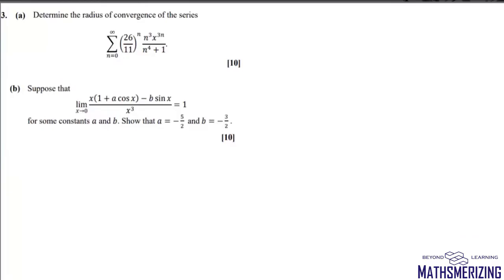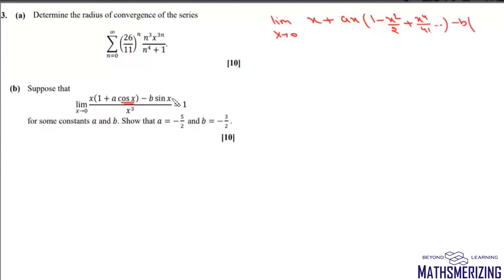Now question number 3b is, if this limit is equal to 1, then we need to show that the value of a is minus 5 by 2 and the value of b is minus 3 by 2. We can solve this question either using L'Hopital's rule or using series expansion. For such questions, series expansion is always a simpler method. So we can write this limit as limit x tends to 0 of x plus ax. Now we'll use the expansion formula for cos x. It is 1 minus x square upon factorial 2 plus x to the power 4 upon factorial 4, minus b.